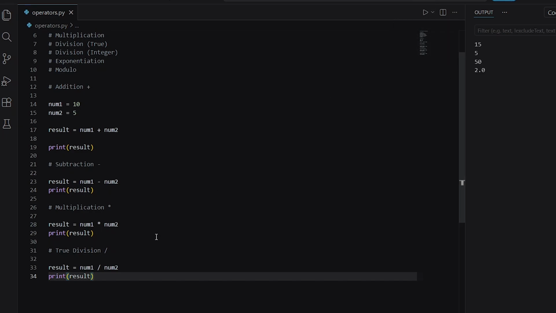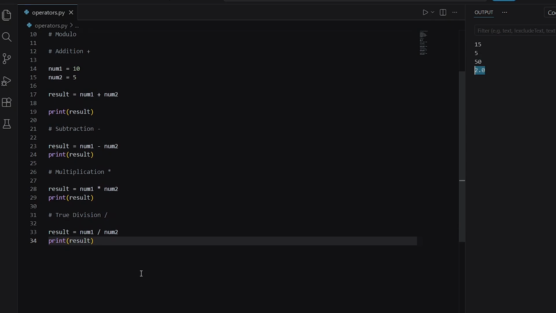So now pay attention to this. Whenever you are performing true division, you are going to get a float value. As you can see from the result here, we have 2.0. As much as 10 divided by 5 is equal to 2, whenever you are using true division, you always get a float value.